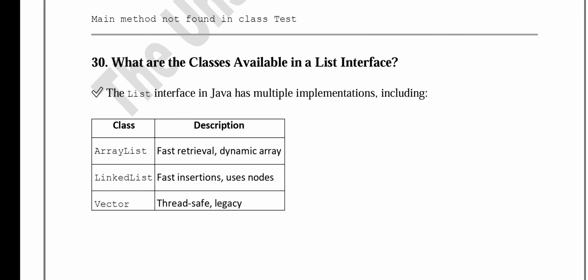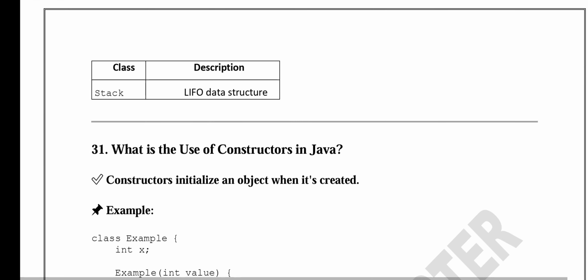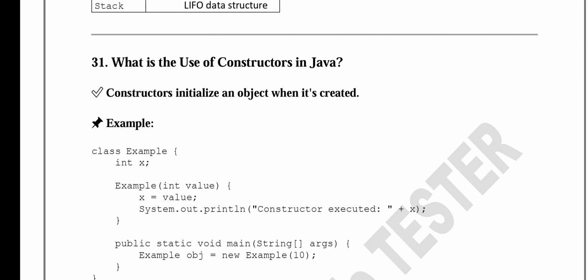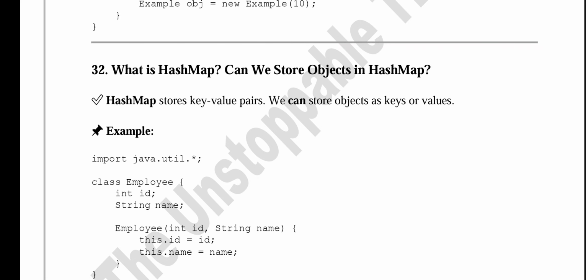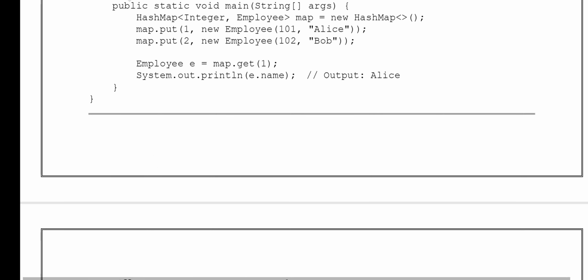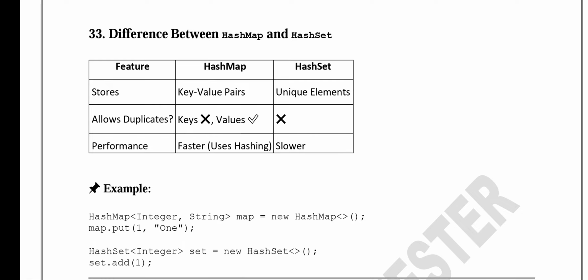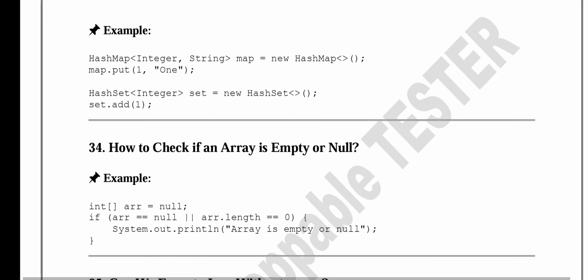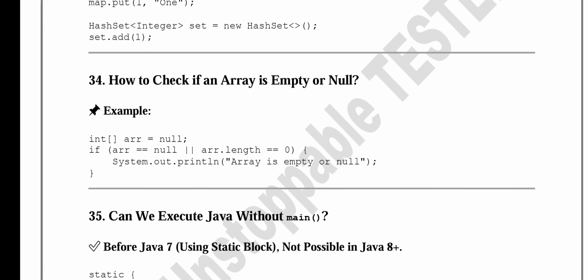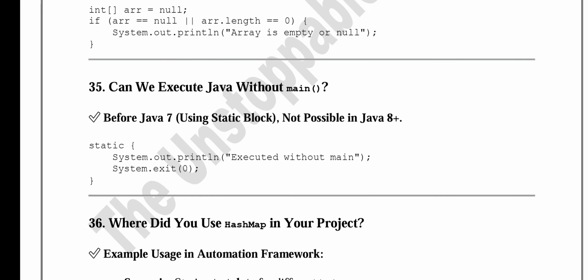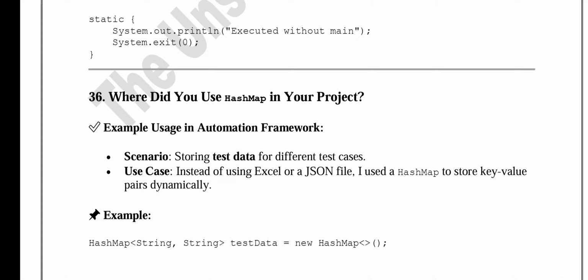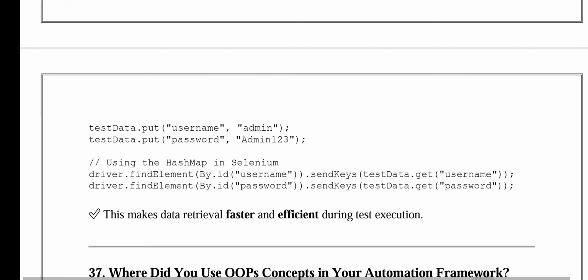What are the classes available in list interface? What is the use of constructors in Java? What is hash map? Can we store objects in hash map? What's the difference between hash map and hash set? How to check if an array is empty or null? Can we execute Java without main method? Where did you use hash map in your project?